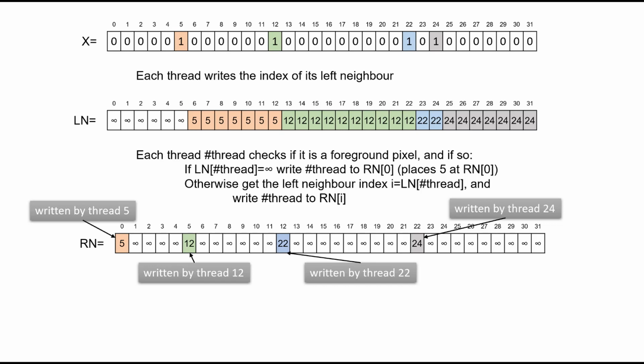For example, foreground pixel 12 will get I equals 5 from the Ln position 12 and write its thread number 12 at Rn 5. Foreground pixel 22 will get I equals 12 from the Ln array and write its thread number 22 at position 12 in the Rn array. Foreground pixel 5 sees infinity in the Ln array at position 5, so it writes its position 5 at Rn 0.